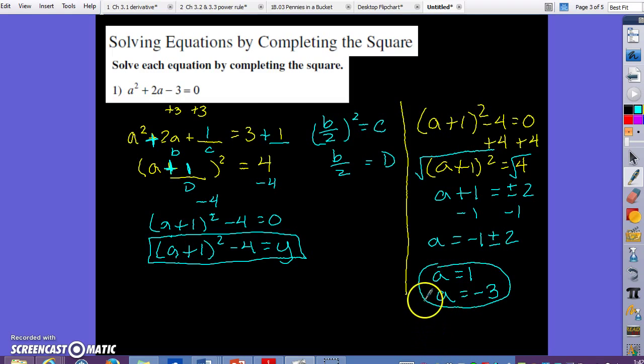So those are our results. Those are our x-intercepts. That's when it asks us to solve it. That's what we're looking for, our x-intercepts. Okay? All right, moving on.